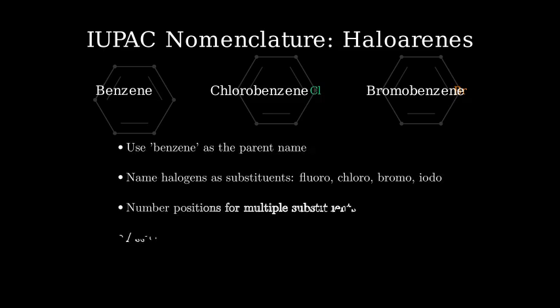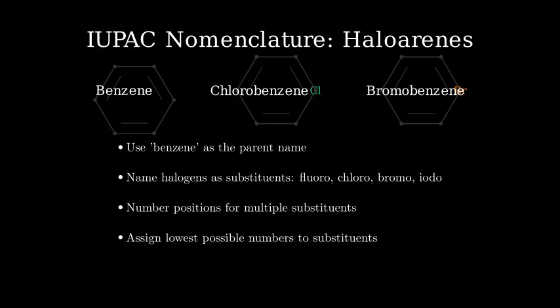When naming haloarenes, we follow these key rules. 1. We use the parent name benzene as the base. 2. Halogens are treated as substituents and named accordingly: fluoro, chloro, bromo, or iodo. 3. If there are multiple substituents, we use the numbering system to indicate positions. 4. The lowest possible numbers are assigned to the substituents.